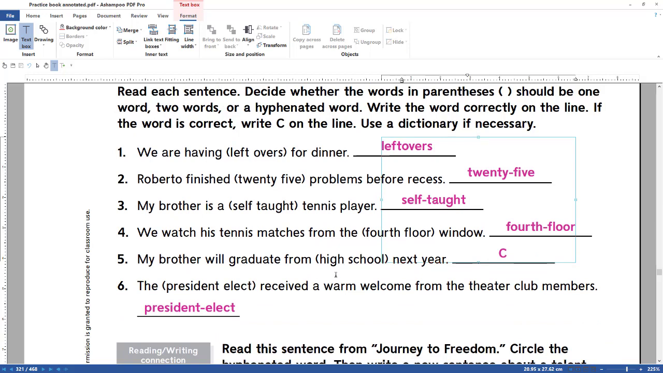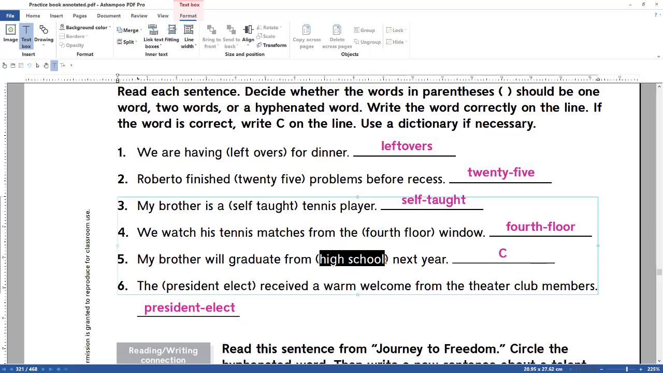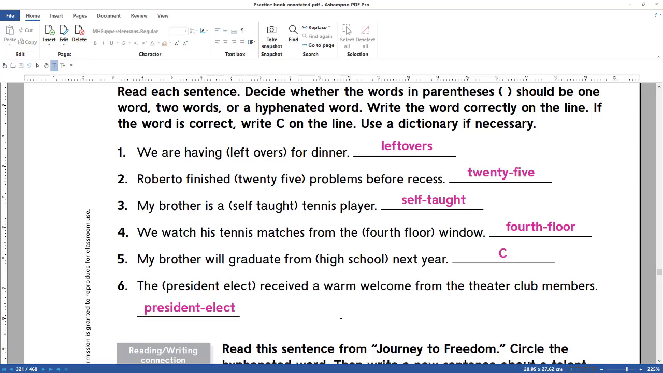High school, this one is written in a correct way. We have only one space between them, high school. Okay, I hope now it became clear, and let's go to the next lesson.